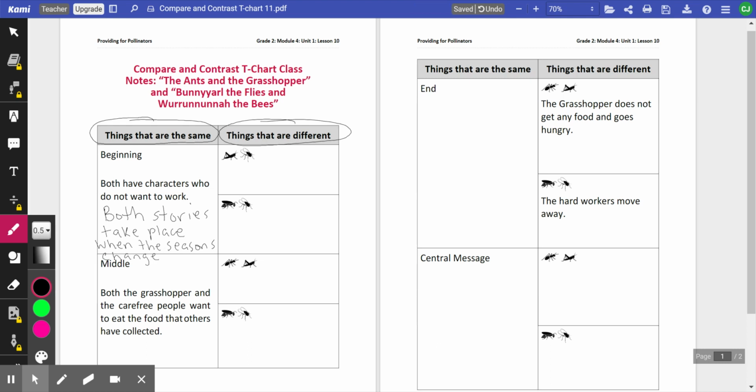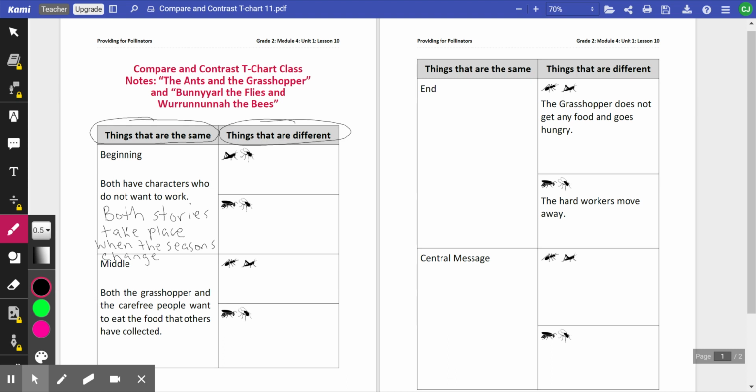Now let's think about the other part of the beginning, the characters. Who were the characters in each story? Good job. The ants and the grasshopper were in The Ants and the Grasshopper, and there were flies and bees in Bunny Earl the Flies and Warren and the Bees. Are those the same characters or are those different characters?